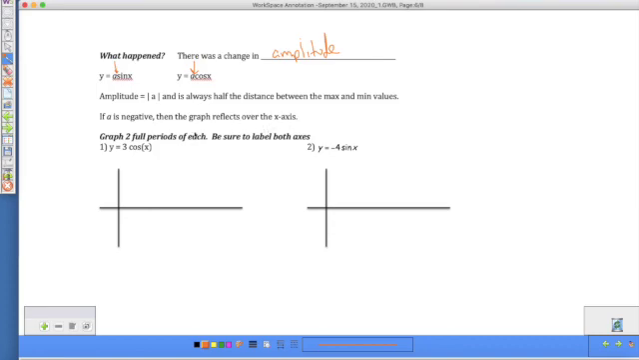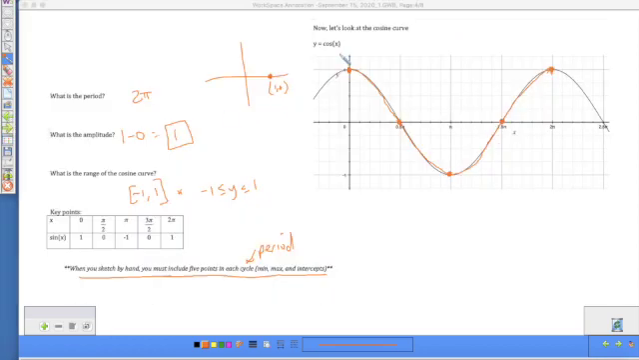Okay? Now, what does this mean? So let's graph 2 full periods of each of these. Be sure to label both of our axes. So our cosine graph, if you remember, usually starts up at 1. If we go back to the cosine graph, it would normally start here and look something like this.